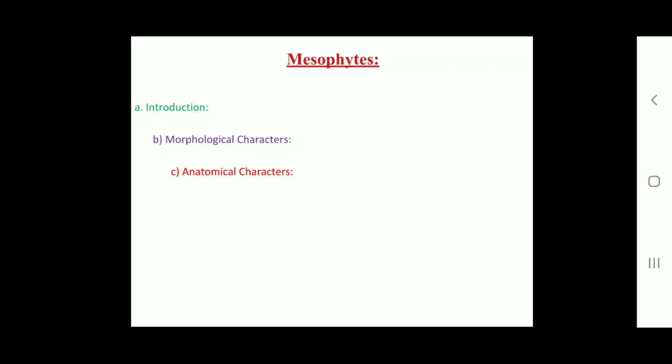Such habitats are called mesic. The plants growing in mesic habitats are called mesophytes. They grow best with moderate water supply and have intermediate characters between the xerophytes and hydrophytes. Example, crop plants, forest plants, garden plants, etc. are common examples of mesophytes.